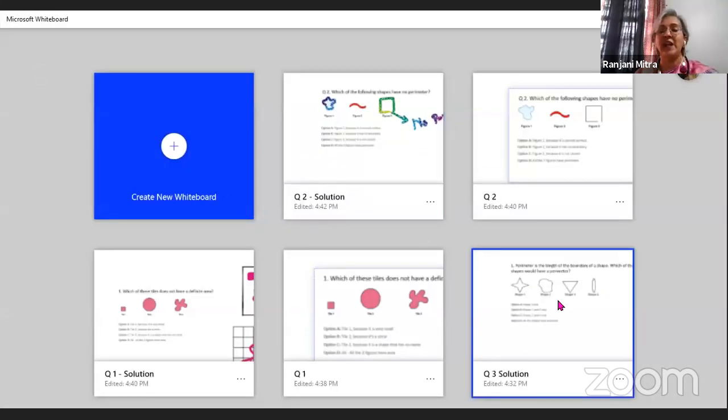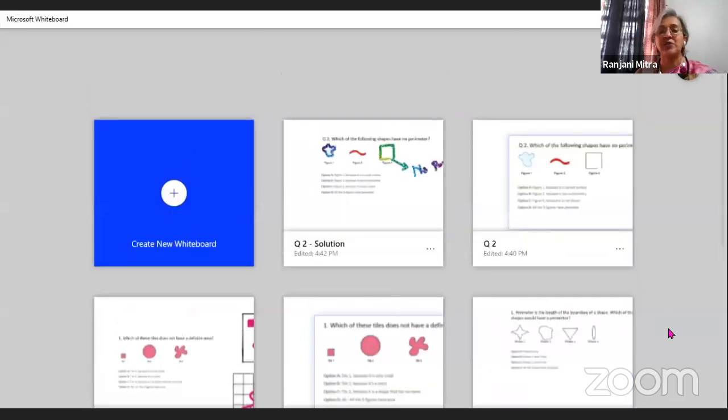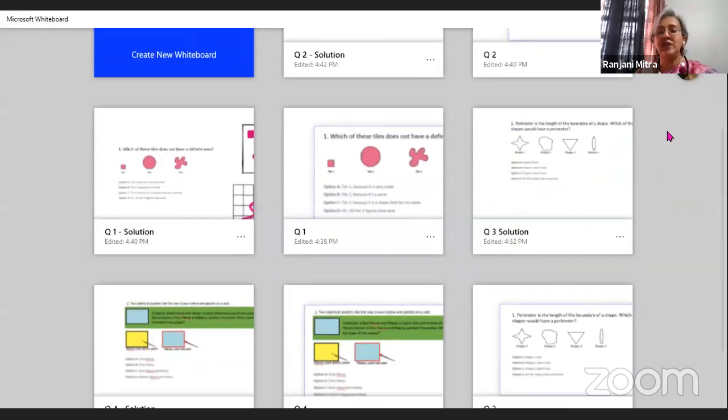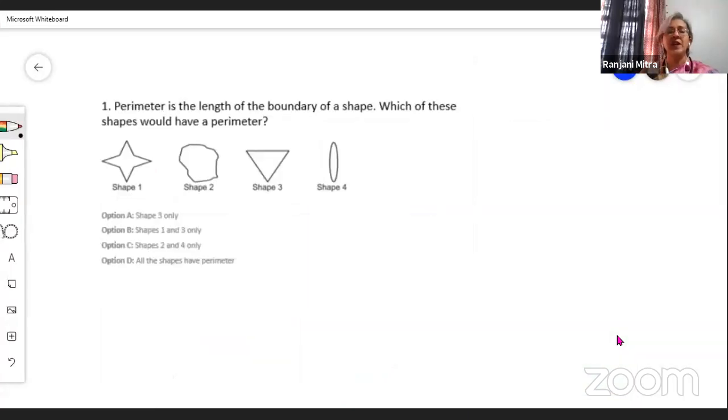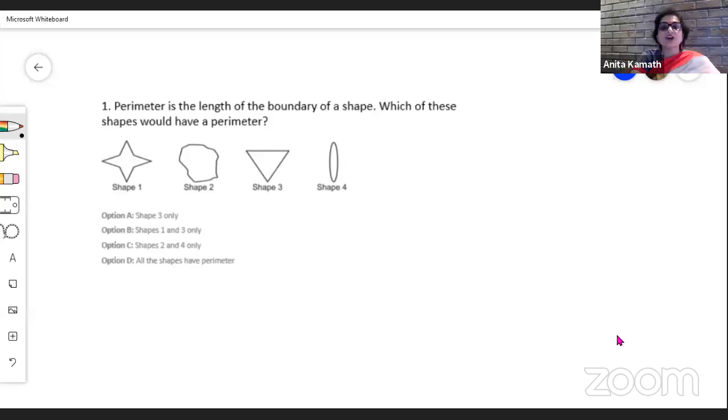In the meanwhile, can we go and look at question number 3? Let's see. I have another question here for you, children. Perimeter is the length of the boundary of a shape. See, so there is a reinforcement of the concept. It is telling me what a perimeter is, and then it is asking me which of these shapes would have a perimeter. Come on, the poll is going to start any second now. Poll. 30 seconds, students, to answer this question.